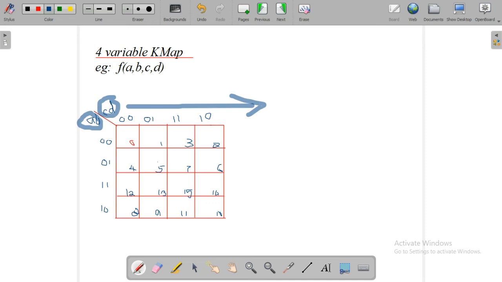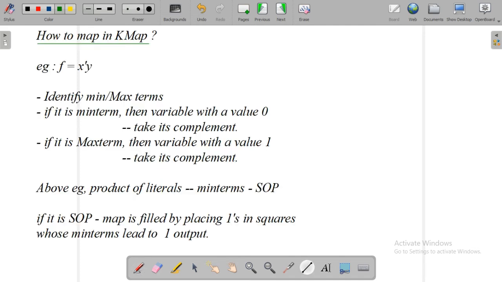Actually this designation number, or the subscript, is the corresponding decimal number of the respective binary number. Here 0 0 and 0 0, so the decimal is 0, and next 0 0 and 0 1, that means 1. Like 0 0 and 1 1, that means 3. Like this, all binary corresponding decimal values we are writing for the particular binary values. Okay, this is how we draw the K-map. So now you know how to draw a K-map for 2 variable, 3 variable and 4 variable functions.